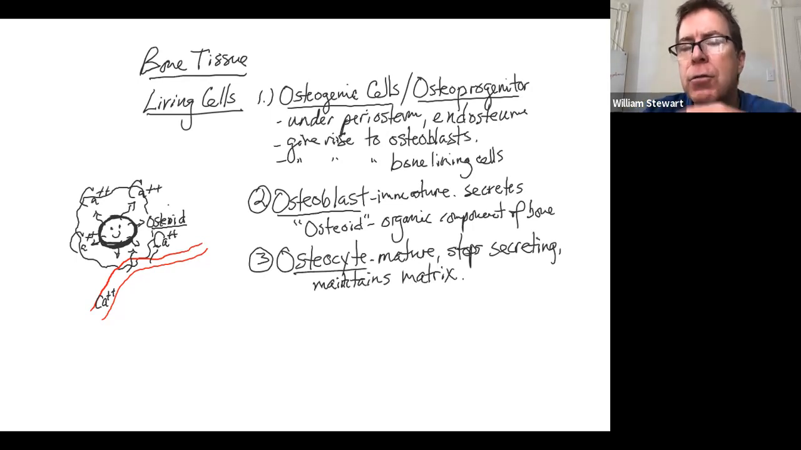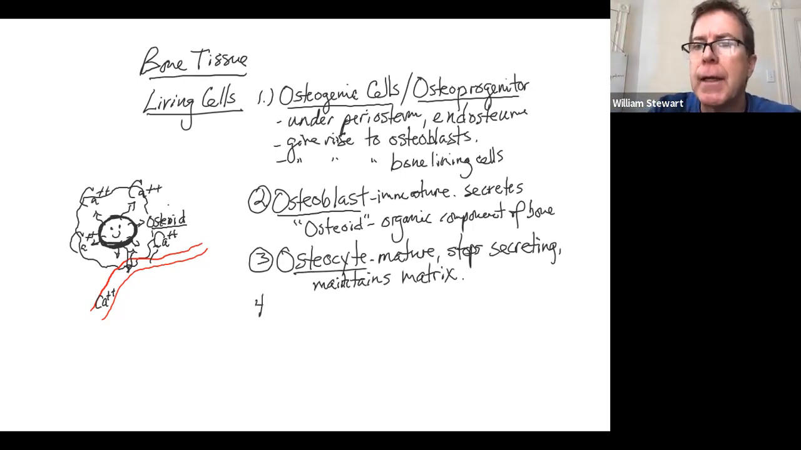What they do, once they're mature, is they can communicate with other bone cells, as well as chemically communicate with nutrient exchange between the blood and other bone cells.